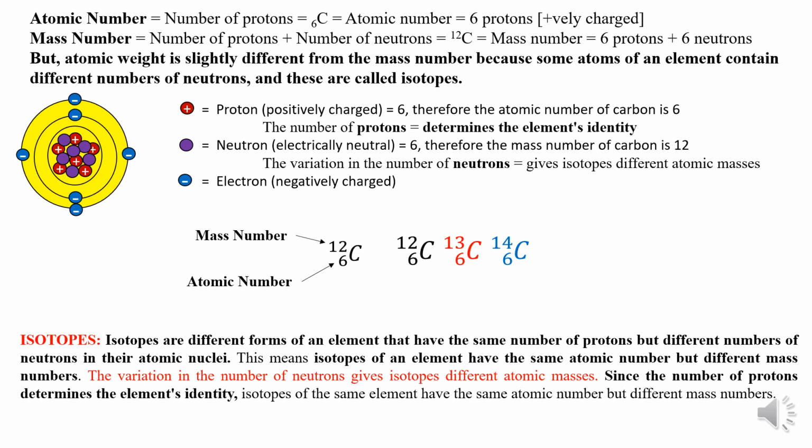So since the number of protons determines the element's identity, isotopes of the same element have the same atomic number but different mass numbers. Though carbon exists in 3 isotopic forms, it does not lose its identity. The identity is retained because of the atomic number. So when you compare the C12, C13, C14 isotopes, you'll find the atomic number is the same, and therefore the identity of the carbon element is retained, though they exist in different isotopic forms.